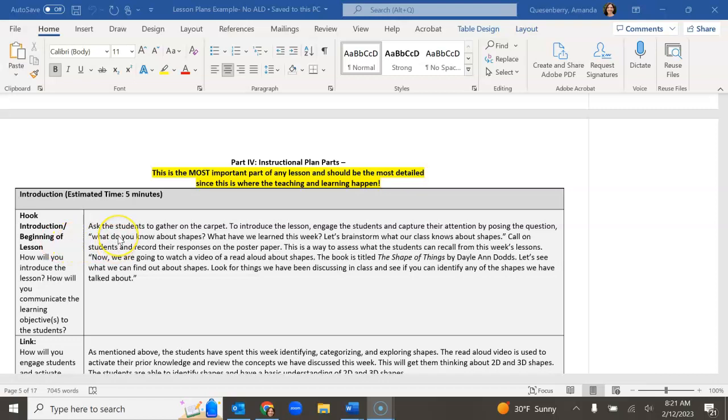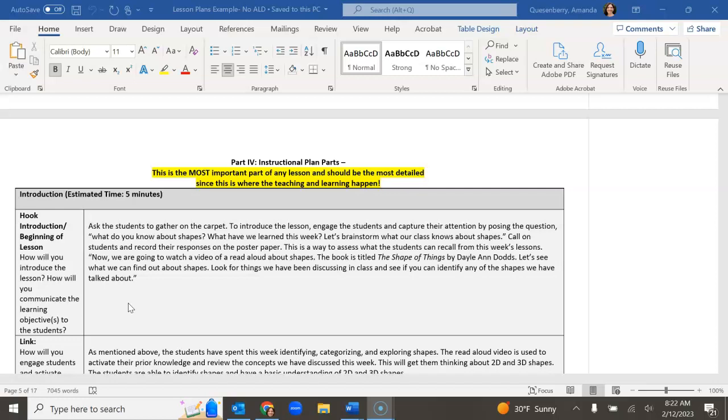So the first thing that you're going to include on both lesson plans, small group and large group, again, thinking large group is going to be with all students, small group is going to be with you leading a group of just 4 or 5 students, is going to be the hook.